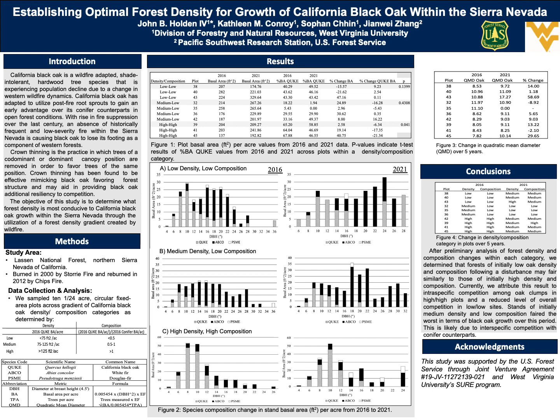Medium oak density and low composition fared the worst over the 5 years, which we believe to be due to high levels of competition from fir counterparts.